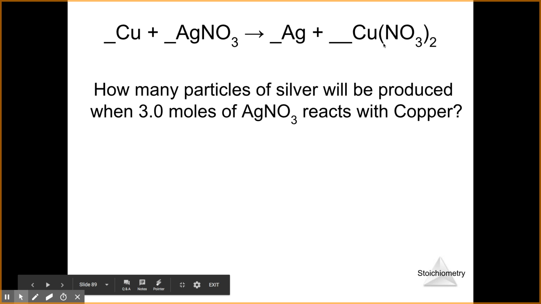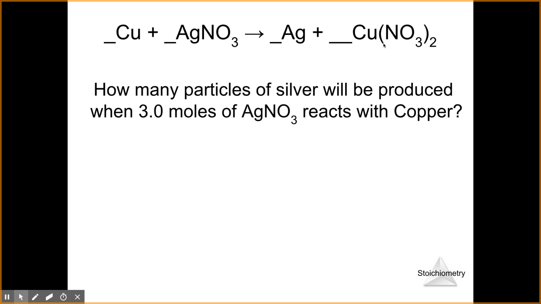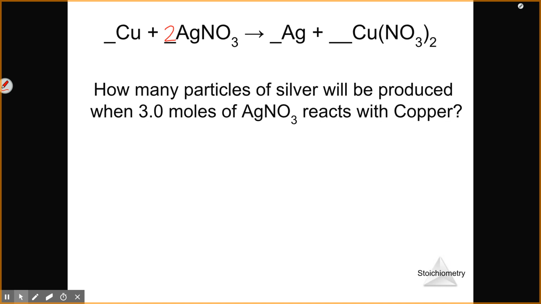Okay, let's try a couple more practice problems with stoichiometry. So as always, our first step is to balance the equation. So I have 1 copper on the reactants, 1 in the products, 1 silver in the reactants, 1 in the products, 1 nitrate in the reactants, but 2 in the products, so I need to balance that, which then changes my silver to 2 as well.